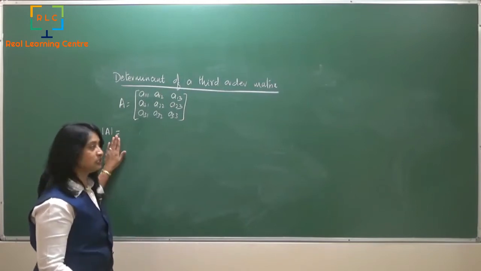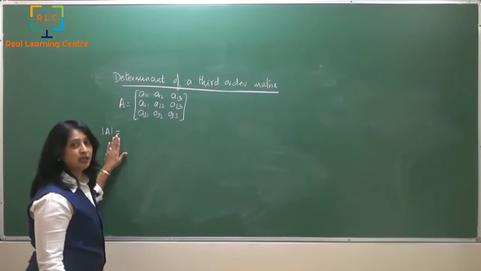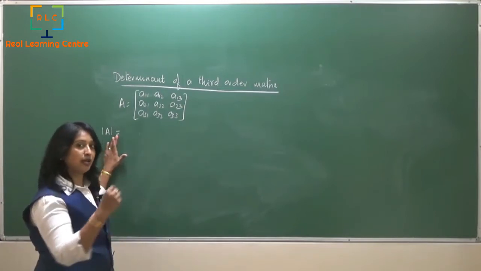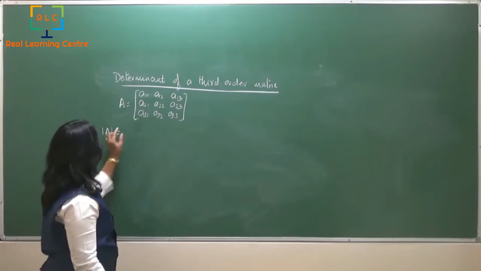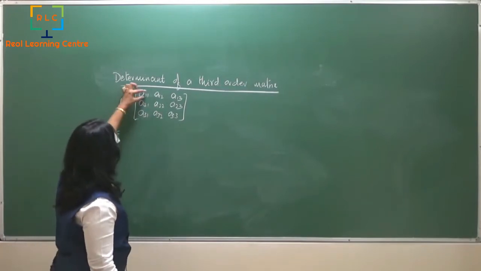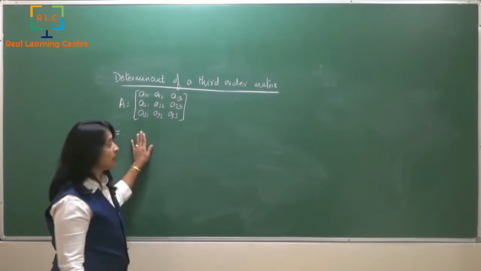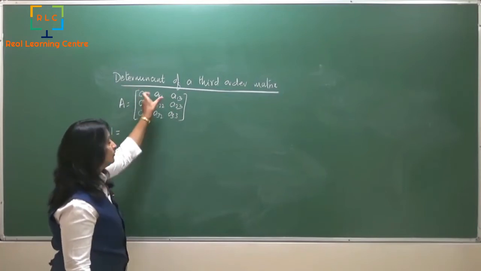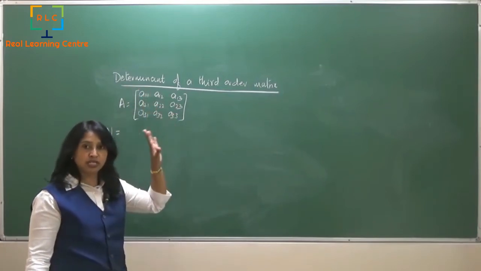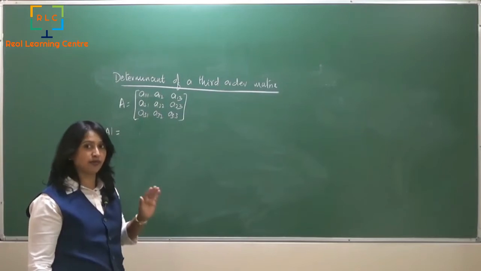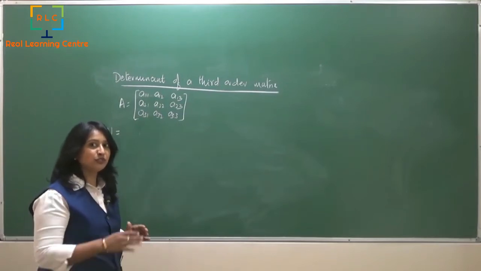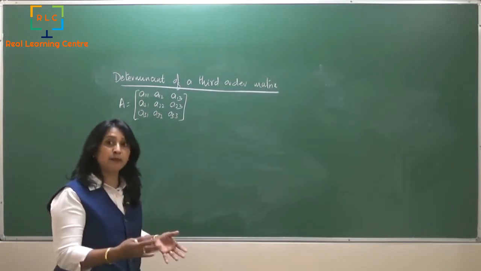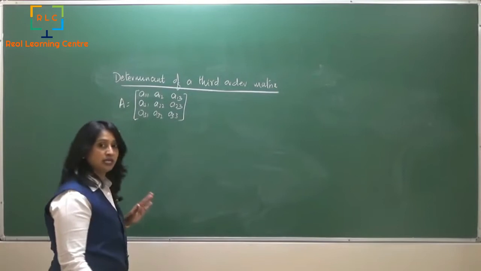This determinant A can be expanded in any row or any column. I can use row number 1 and expand this determinant, I can use row number 2, row number 3, or I can use column 1, column 2, column 3. So there are totally 3 into 3, 9 methods of finding the determinant. The beautiful thing here is, whichever column or row you use, you end up getting the same number. I shall give you an example for that.